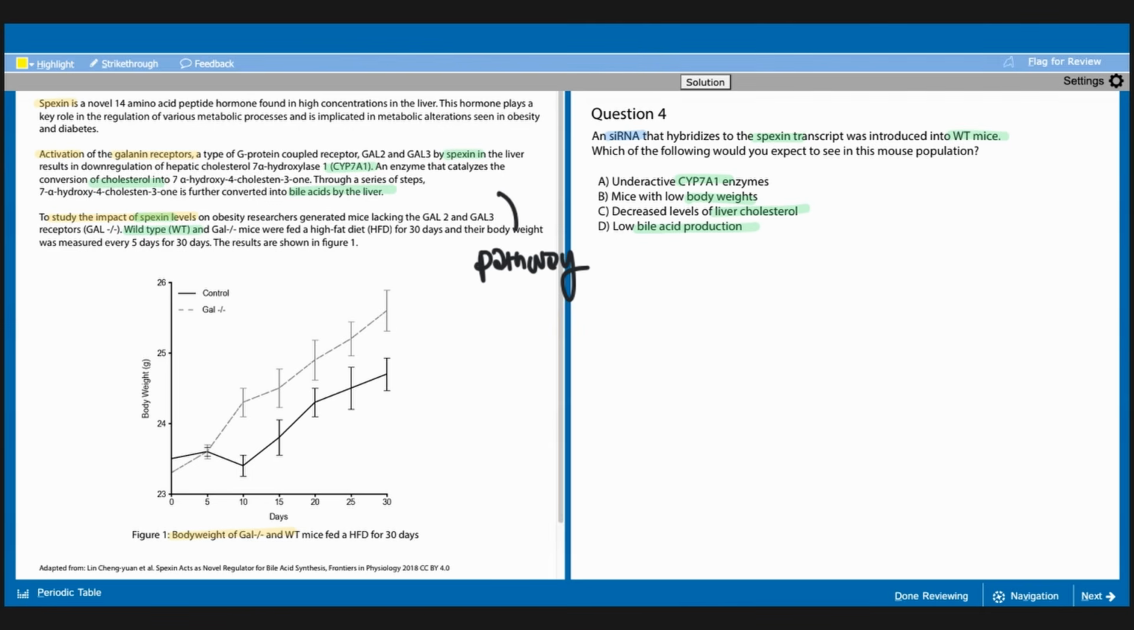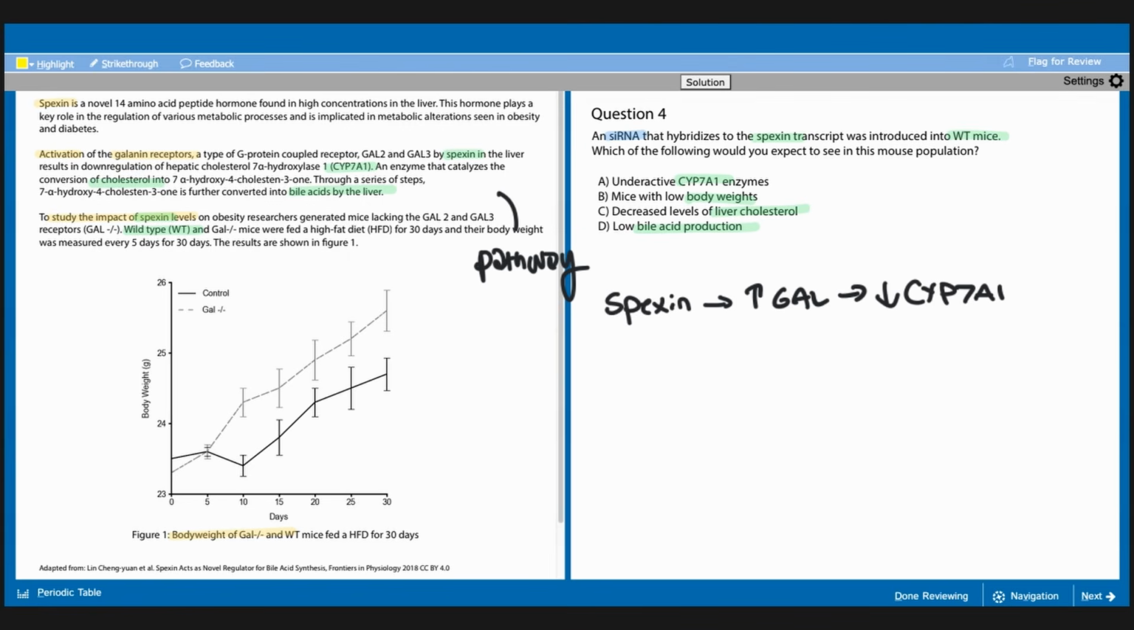So let's begin recharting out our pathway and go all the way to the end of it. Again, it says here that activation of the galanin receptor, a type of G protein coupled receptor, is occurring by spexin. So we'll start with spexin and then draw an arrow up to the galanin receptor since it's upregulating it. What does that lead to? Well, this apparently results in the downregulation of CYP7A1. So we just draw a down arrow for CYP7A1. From here, we'll continue to move forward and see what happens next.